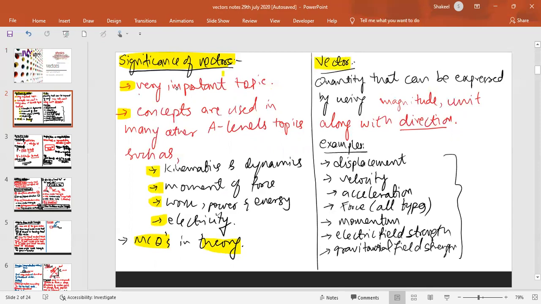First of all, we have to see what a vector is. As you know, a vector is a quantity that can be expressed using magnitude, unit, and direction. For example, displacement, velocity, acceleration, and force with all its types. Let's say friction, upthrust, air resistance, tension. All these are types of forces or vectors. Momentum, then electric field strength and gravitational field strength. These are the vector quantities.